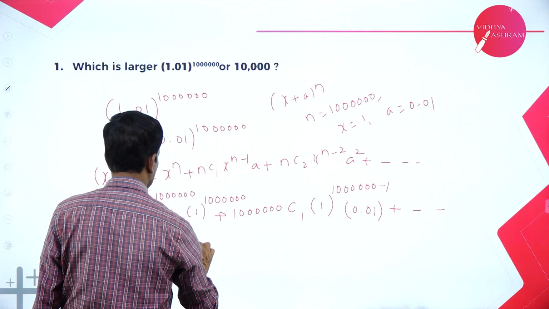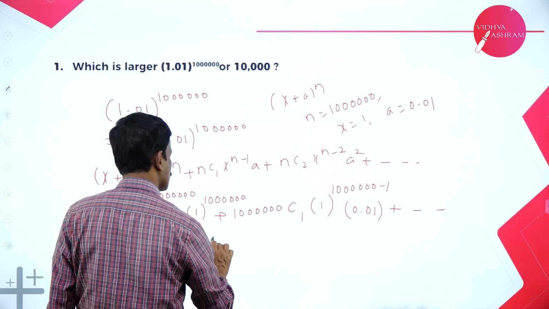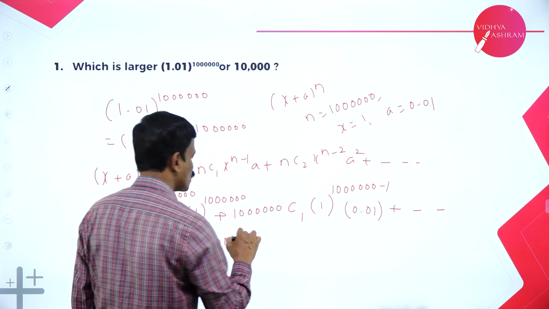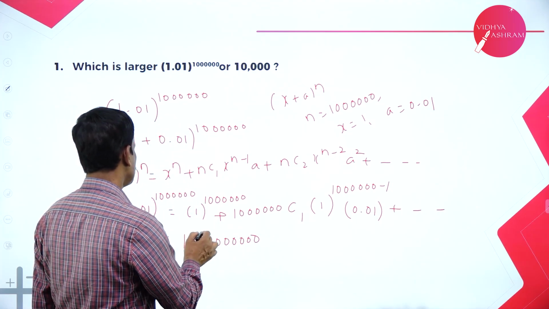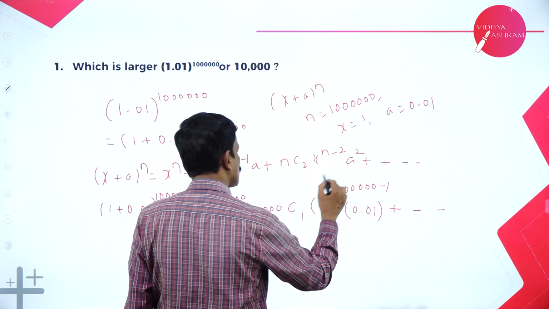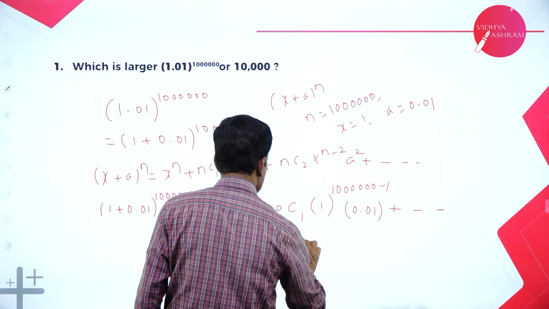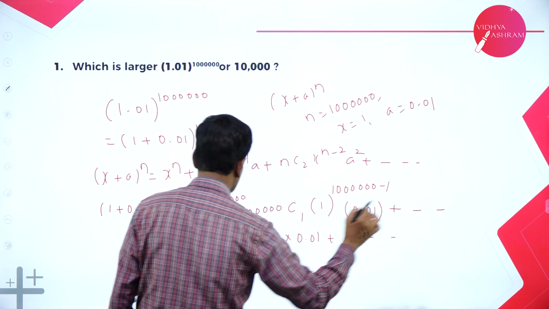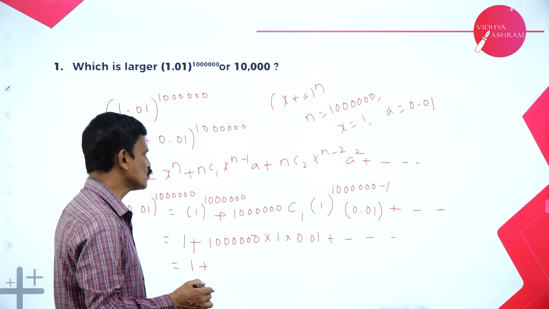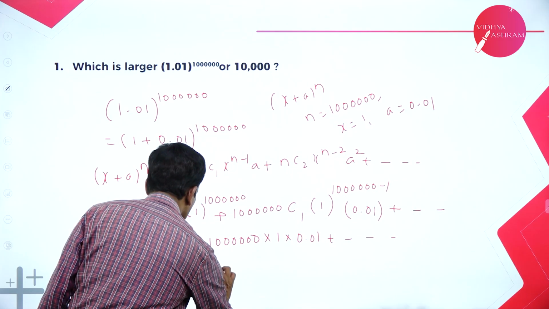So, 1 to the power of any number is 1, plus 10 lakh C1, which is 10 lakh itself, 1 followed by 6 zeros, because nC1 is equal to n. Into 1 into 0.01 plus higher terms. So, this is 1 plus, if you multiply 10 lakhs into 1 into 0.01, what are you going to get? You will get 10,000.